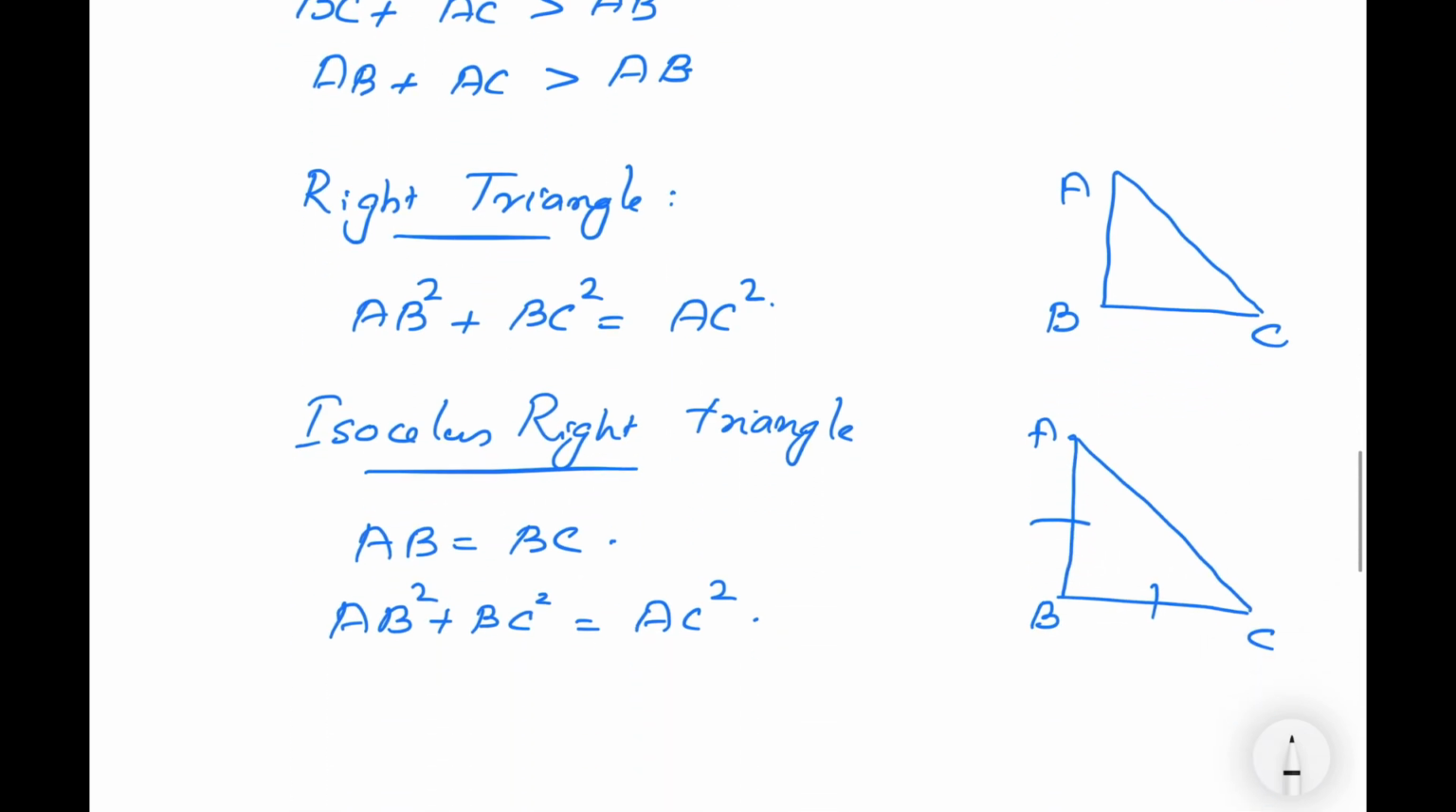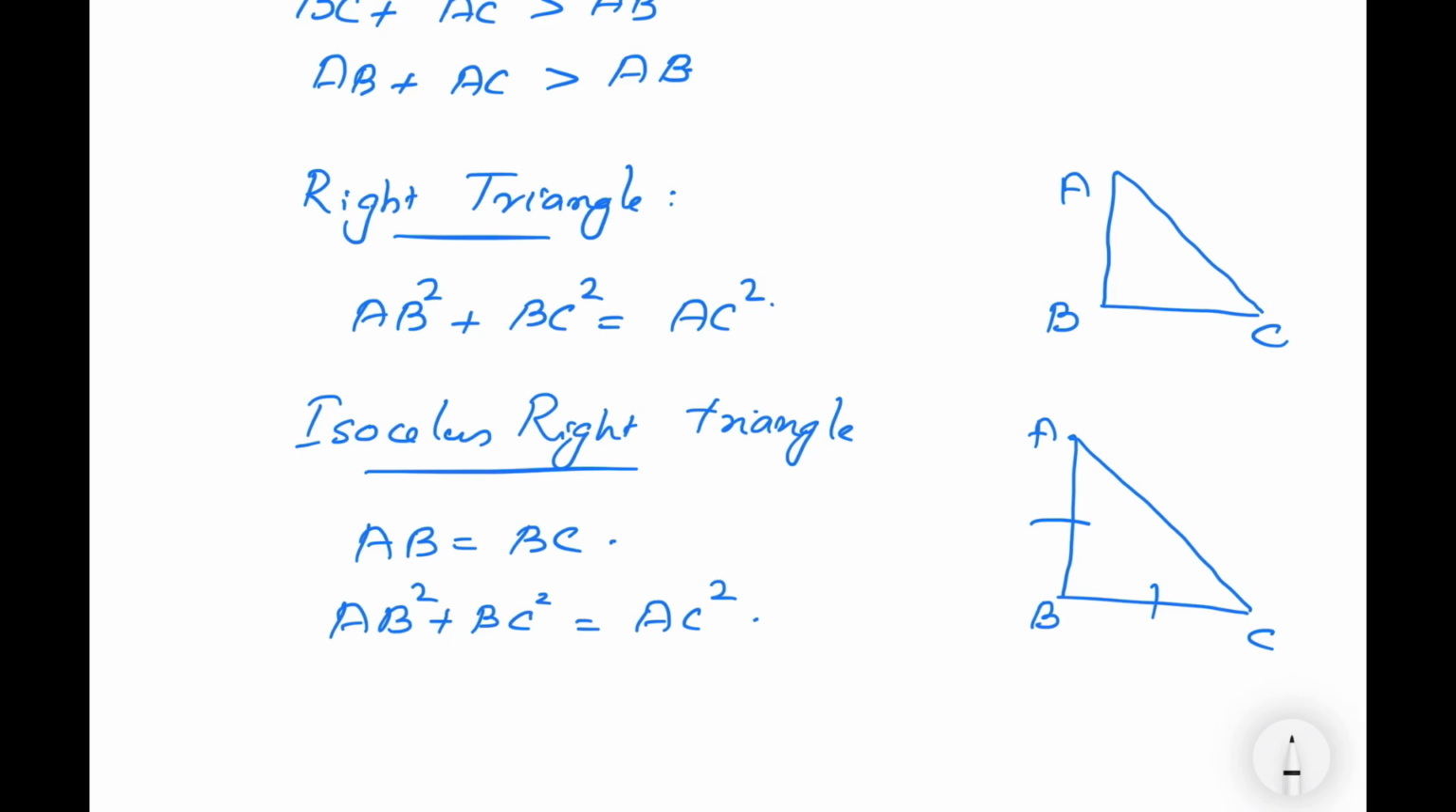Now to prove it is a right triangle, you will find the length of all the 3 sides and then check for AB squared plus BC squared equal to AC squared. The sum of the squares of 2 sides is equal to the square of the third side, then you can say it is a right triangle.